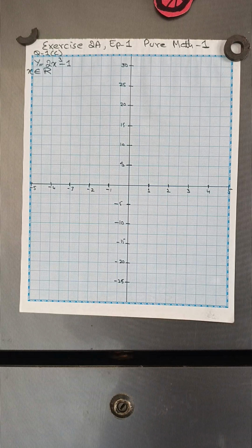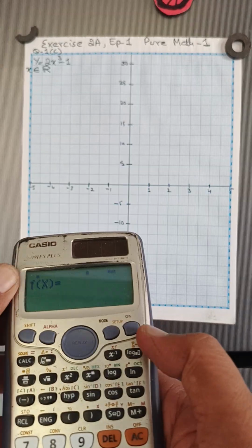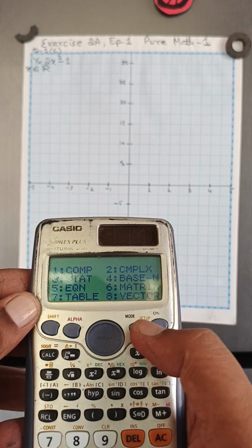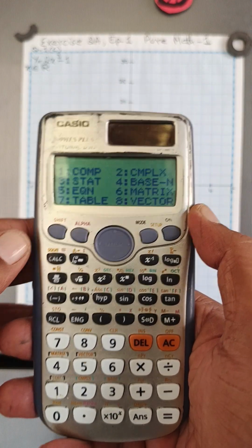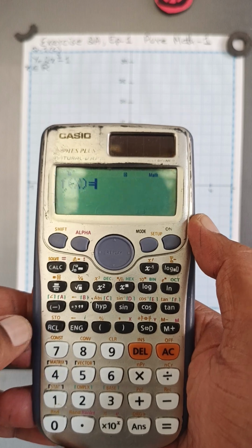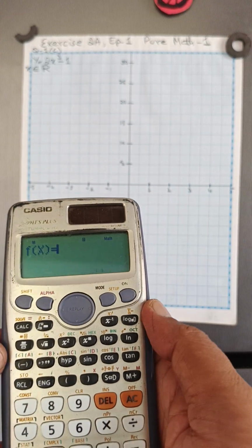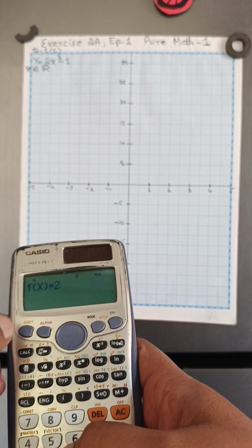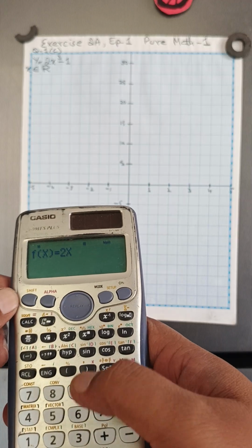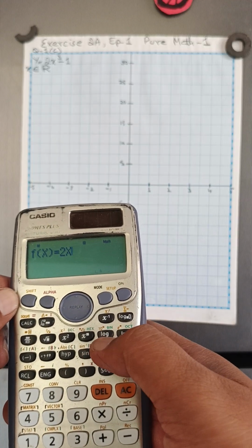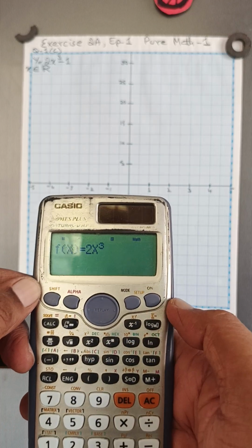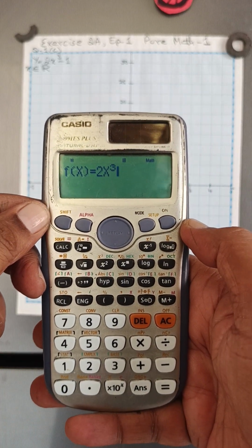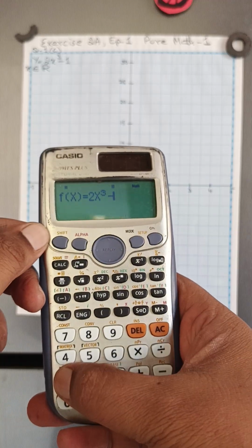So I will use my calculator. I have set my calculator. You see, if I press this button, then it shows me these options. So I go into the table, which is on the number 7. He says write that function. So that function is 2, with this pink button I will write x, and its cube. Where is the cube? In the shift we have this cube. So you have 2x cubed, then you have minus 1.